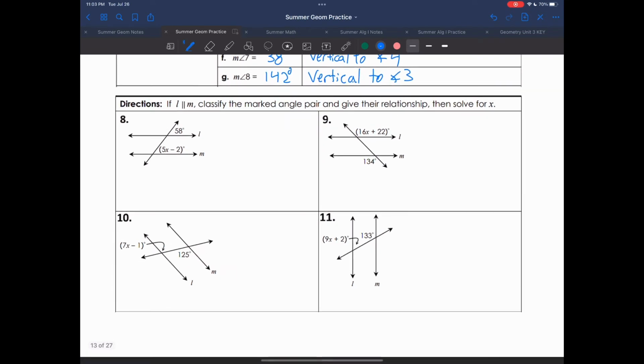Okay, so now we're getting into the part where we're actually setting up equations and solving for x. And then we got a few on the other, the kind of second part of this sheet.